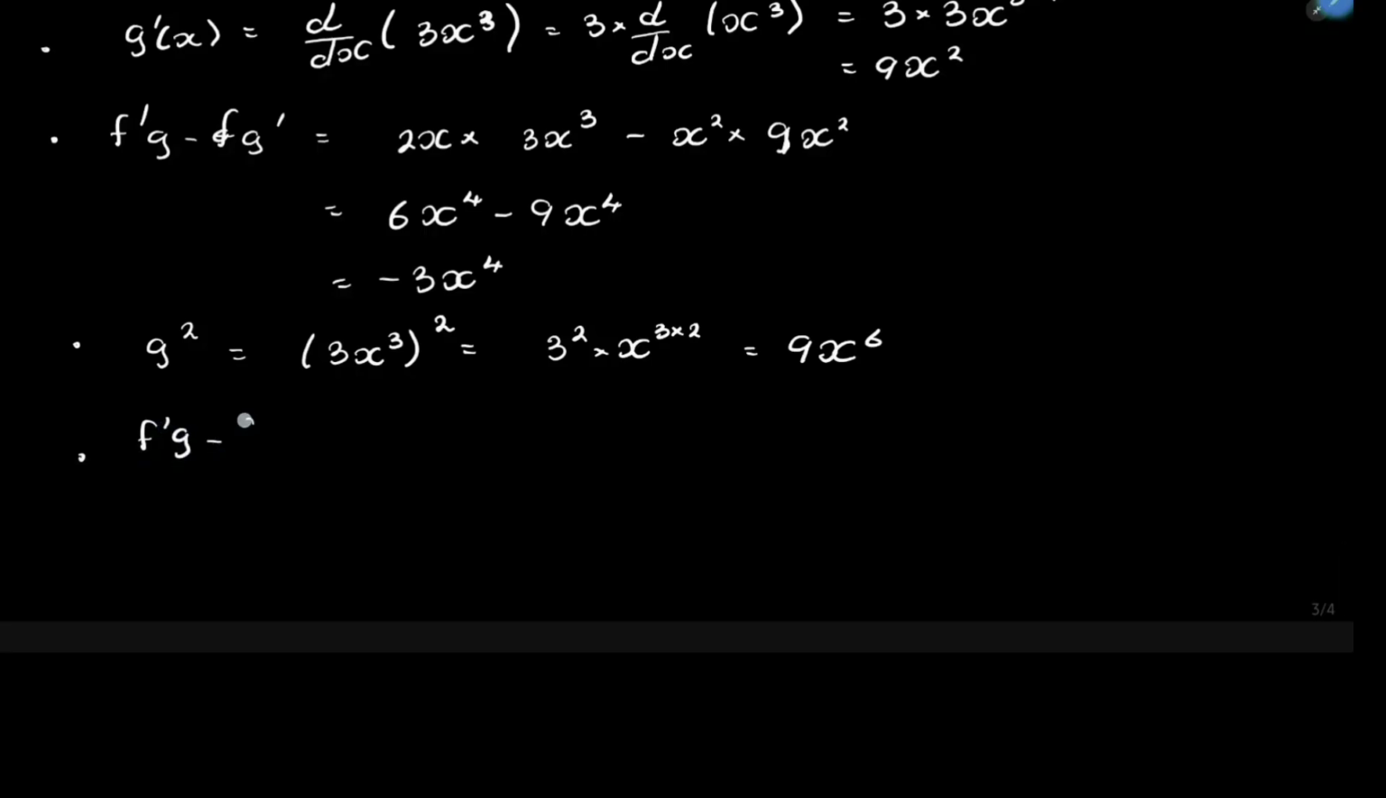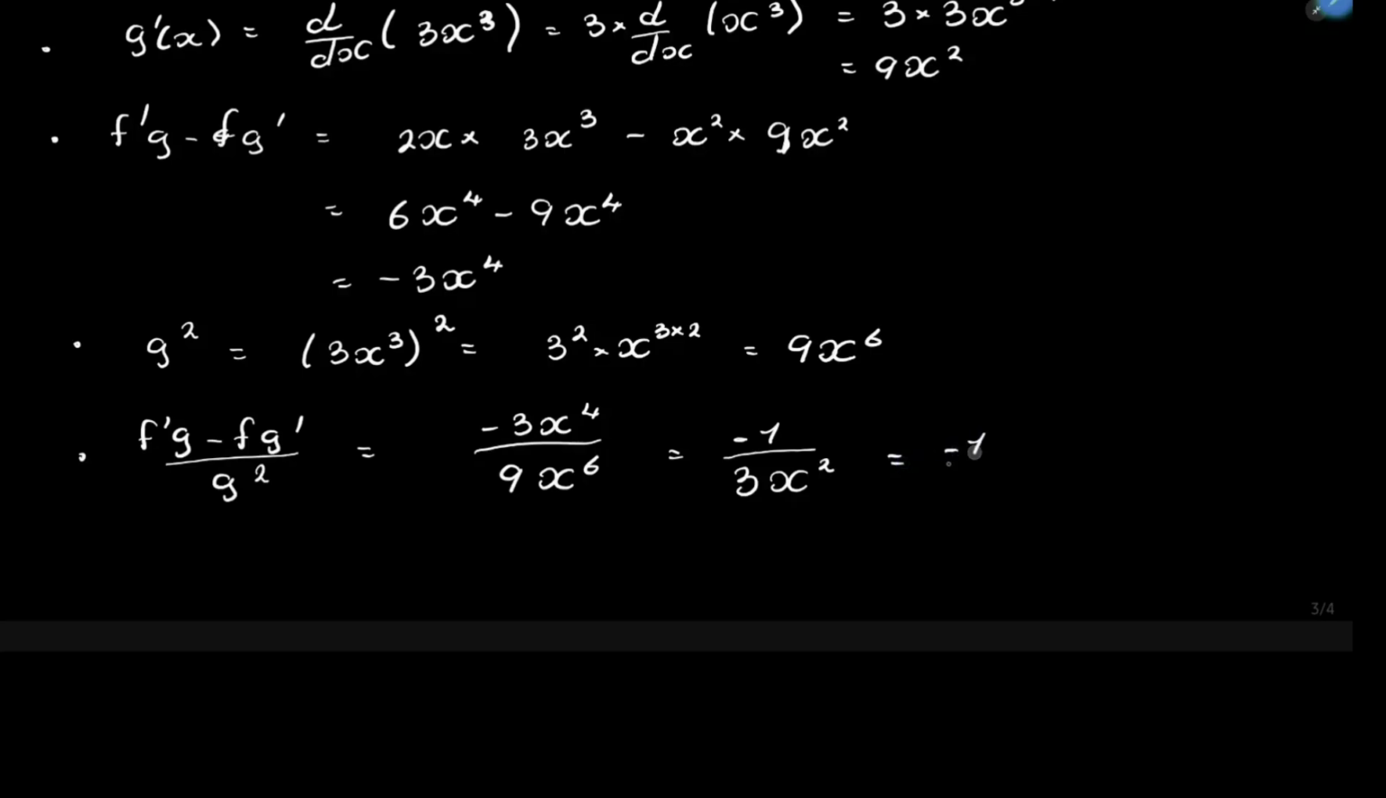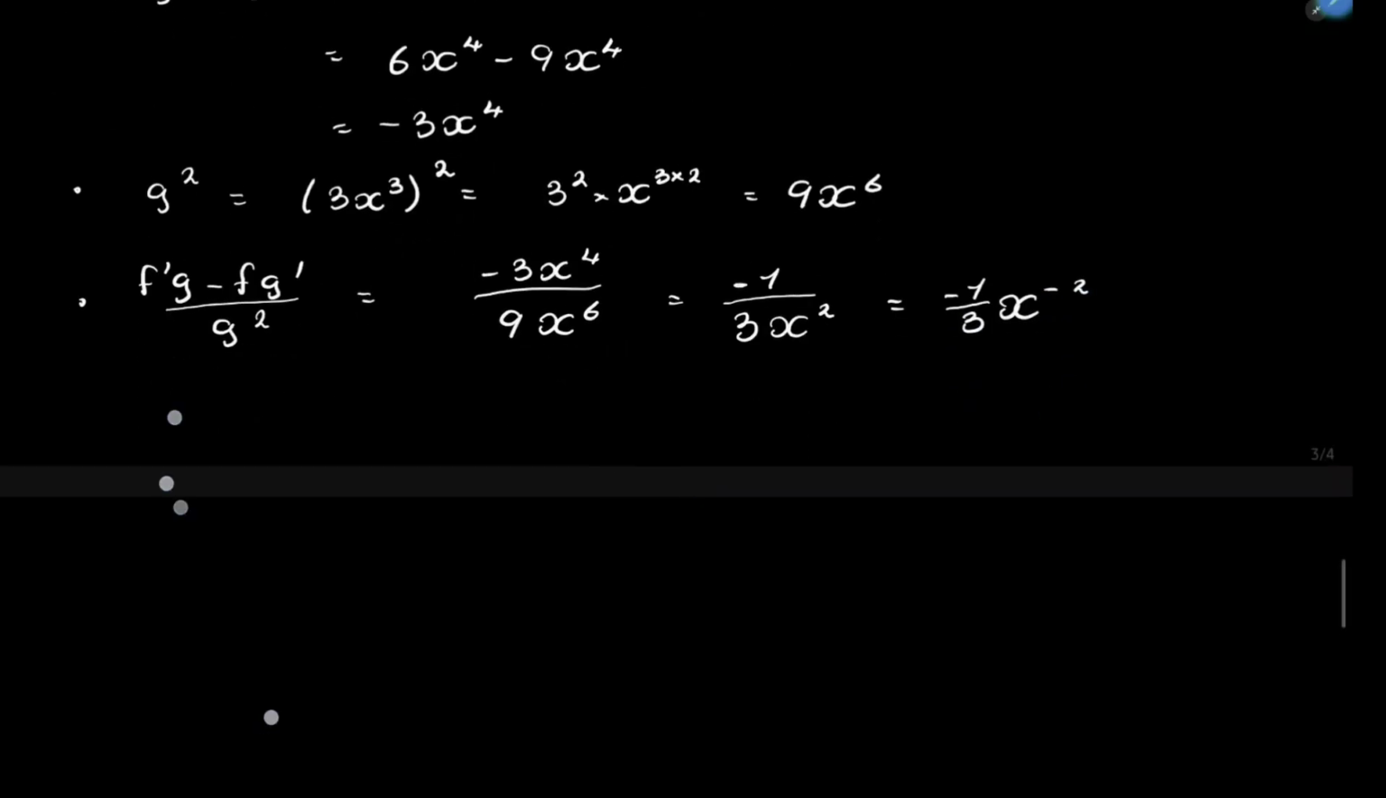f prime g minus f g prime divided by g squared then gives us negative 3x to the 4 divided by 9x to the 6, which gives us negative 1 divided by 3x to the 2, which can then simplify to negative 1/3 x to the minus 2. We can then conclude that the derivative of y with respect to x is equal to negative 1/3 x to the negative 2.